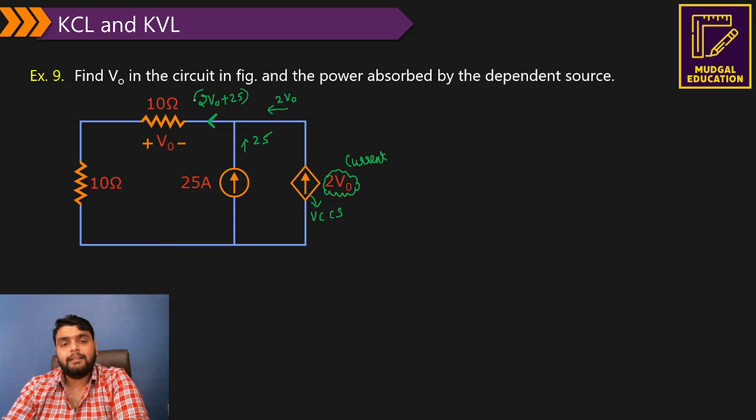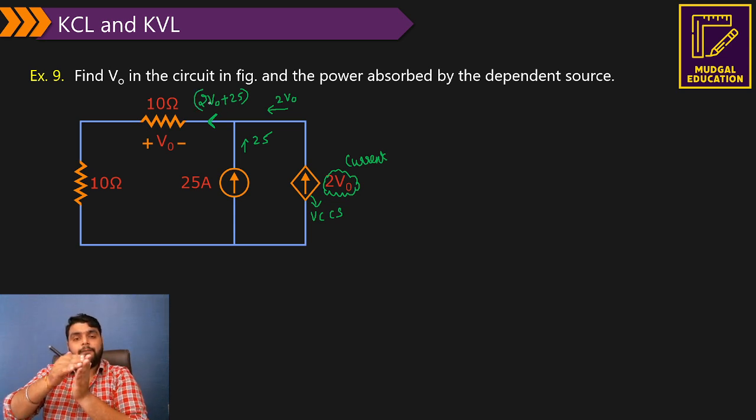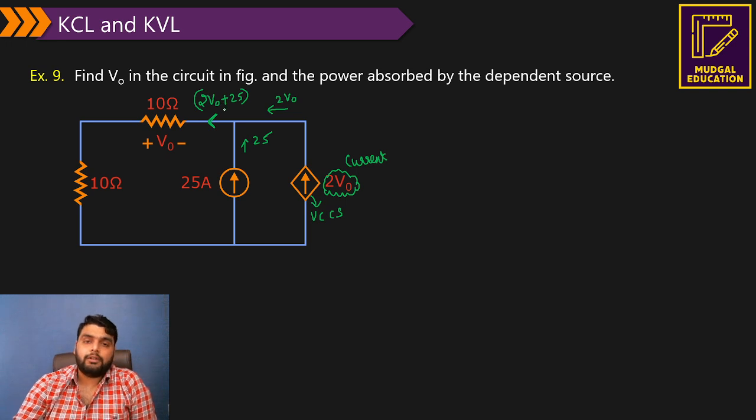I just applied the KCL: sum of current entering is equal to leaving. So how much current is flowing there? 2V0 plus 25. Now see, because of this current the polarity is plus minus. Since the polarity is plus minus, I can say V0 is equal to minus 10 multiplied by the current, coming out at 2V0 plus 25.